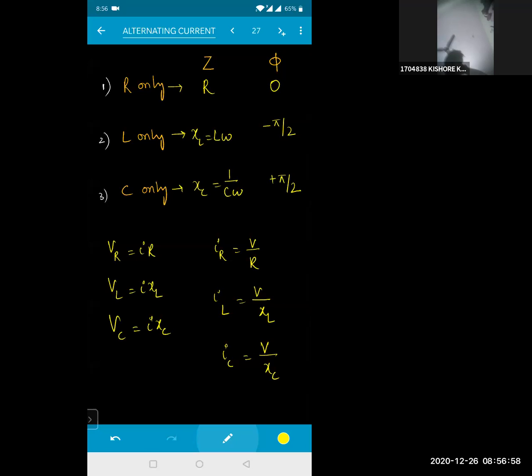Now in a series circuit, add the voltages like vectors and plot the current along your x-axis, and VR will be along the x-axis. VR will be along the positive x-axis. VL leads the current by pi by 2, so plot it along the positive y-axis, and VC will lag the current by pi by 2, so plot it along the negative y-axis. So I can write here how to solve an AC circuit problem.